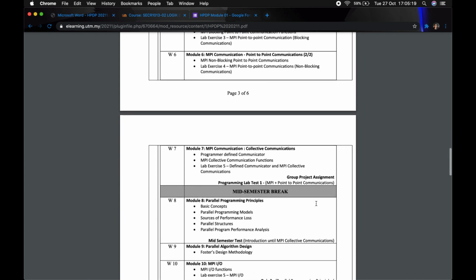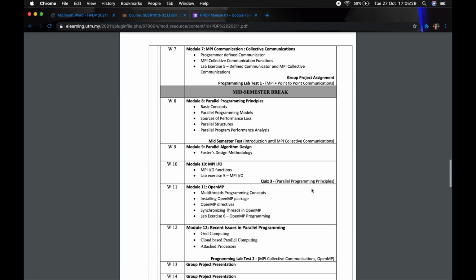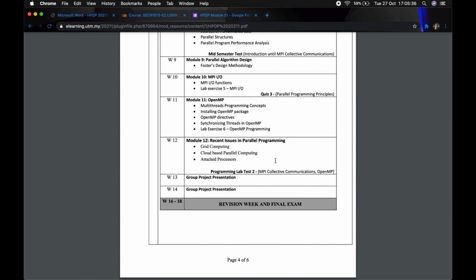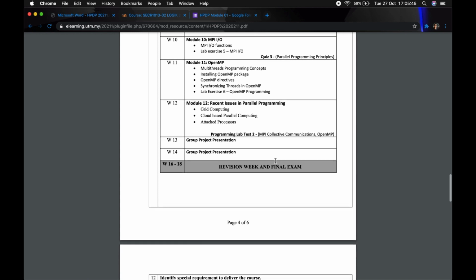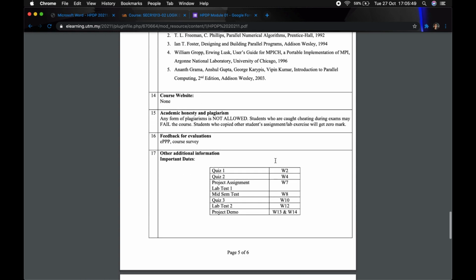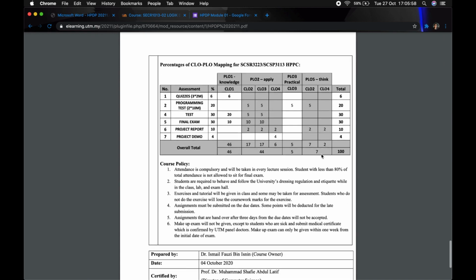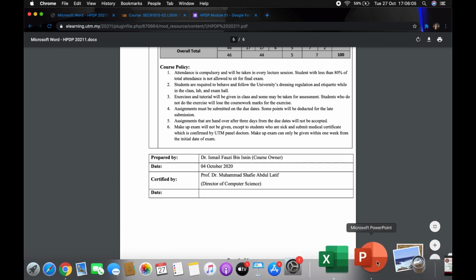Then week 7 is for your group project assignment under your programming lab test 1. And then the midterm semester test, quiz 3, everything starts here until your final week, which is the revision week for your final exam. Before that, you have a group project presentation. So this is basically all about your course information. I hope that you can go through it, this one is important, and you can just refer to it.